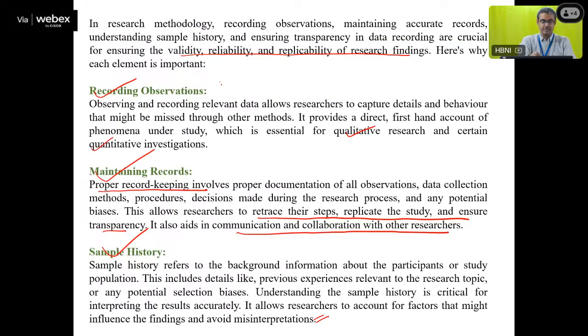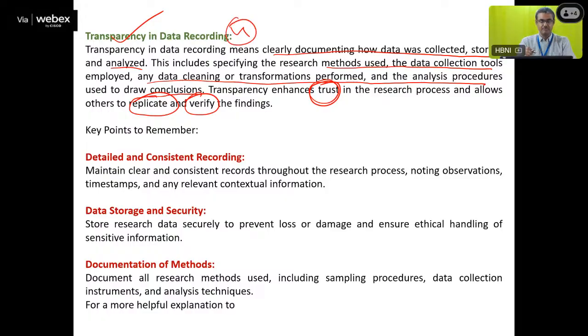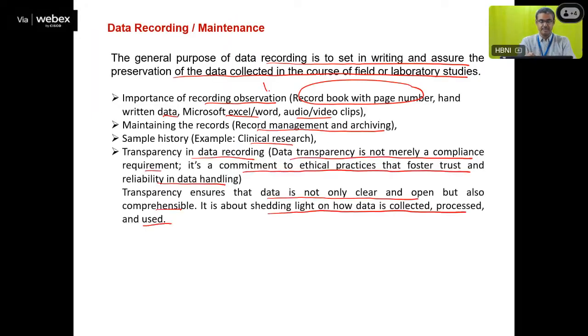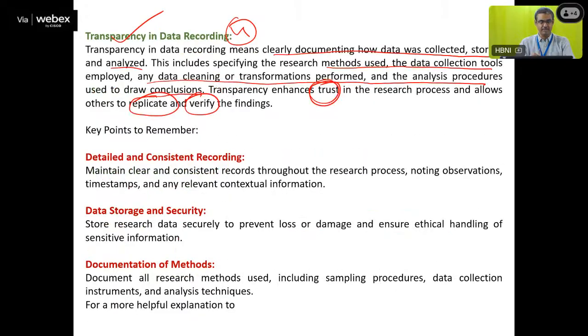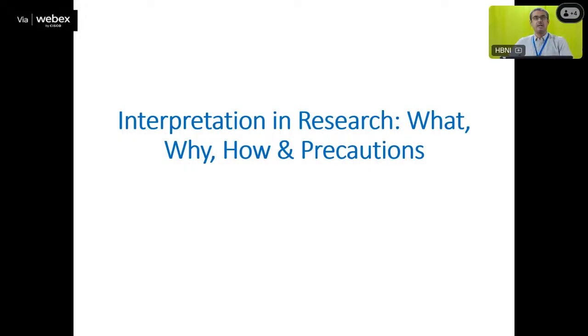So these are recording observations, maintaining records, sample history, and transparency in data recording. These are the four important points. Now, challenges in data recording. Okay. So we have key points: detailed and consistent recording, data storage and security, and documentation. So these are the points to remember.